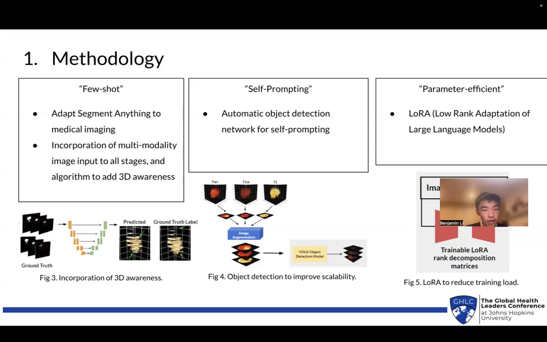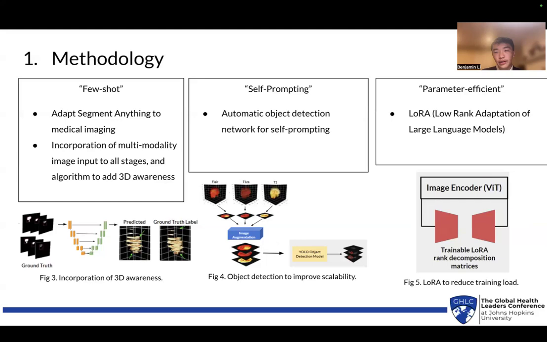The second is that I incorporate what's known as self-prompting. And even though a lot of these algorithms say that they are automatic, some of them are not actually fully automatic, and they still may require prompts, especially with Segment Anything. And as a result, I incorporate an object detection algorithm to tell the algorithm where to look when it's segmenting things. And I will also want to discuss the parameter efficient aspect of this algorithm.